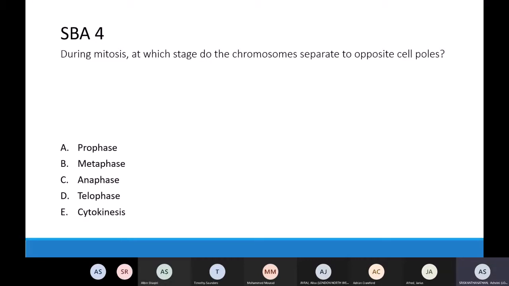Okay. So the next SBA. So during mitosis, at which stage do chromosomes separate to opposite cell poles. I'll just open up the poll now. I'll give it about 5 more seconds. Okay, I'm going to close the poll. So everyone answered C, which is correct. So well done.